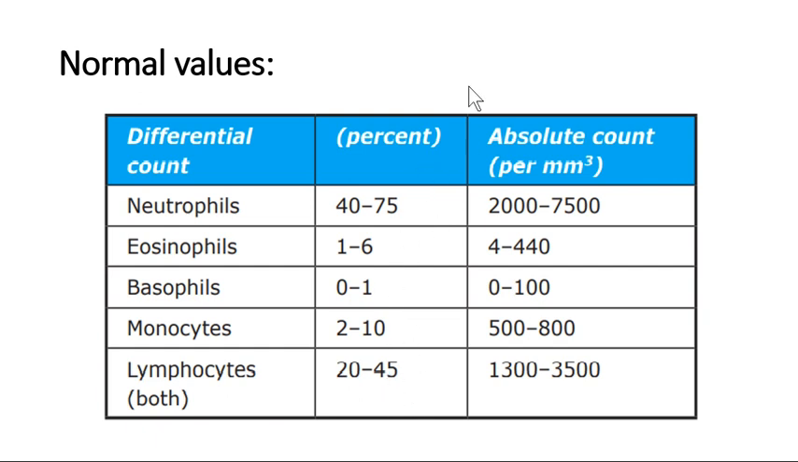If the total leukocyte count, TLC, is given, then we can find the absolute count of every cell type. For example, I found 60% neutrophils, and I am given a total leukocyte count of 10,000. The absolute count will be 60 by 100 into TLC 10,000, so the answer is 6,000. So 60%, which is 6,000, is the absolute count for neutrophils. That's how we can calculate absolute count.